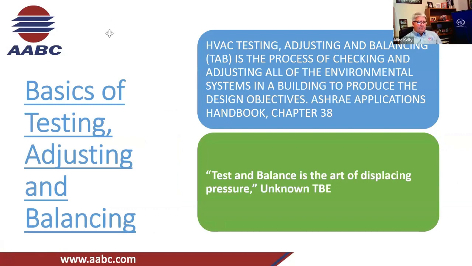TAB is the process of checking and adjusting all of the environmental systems in a building to produce the designed objectives. ASHRAE Applications Handbook, Chapter 38 is the reference of where that came from.